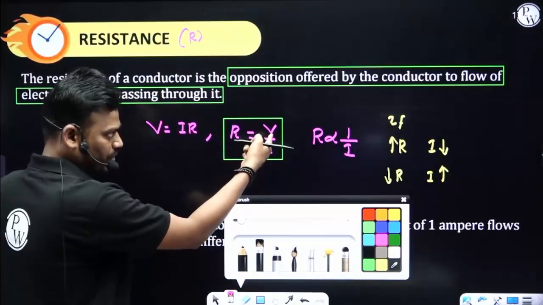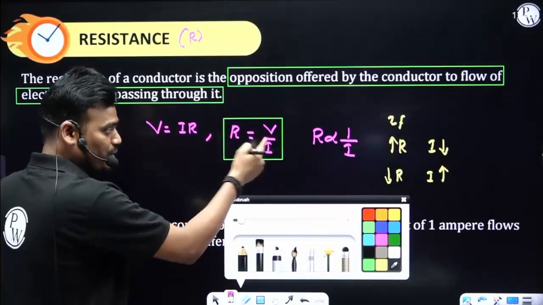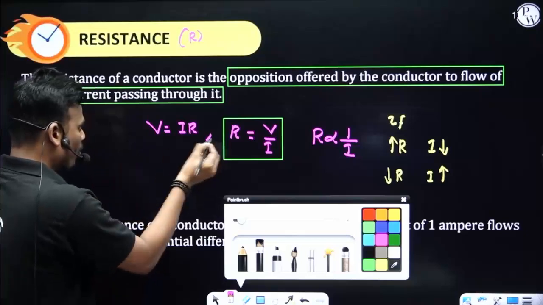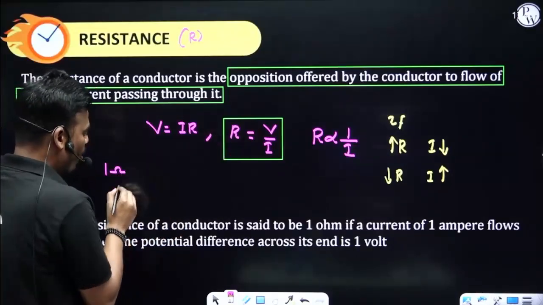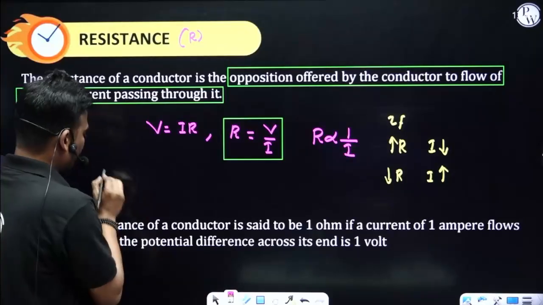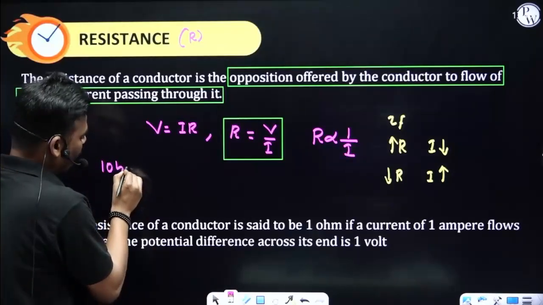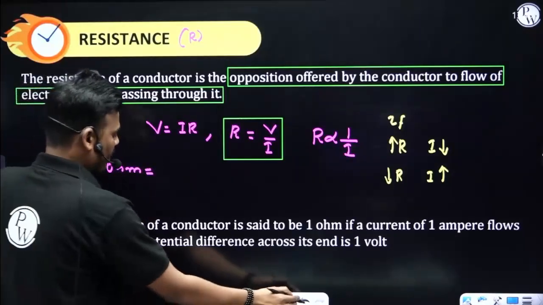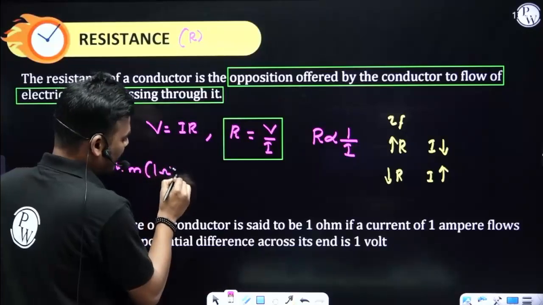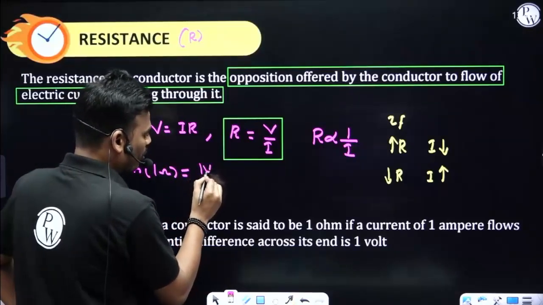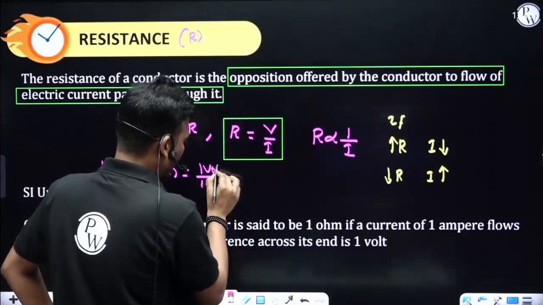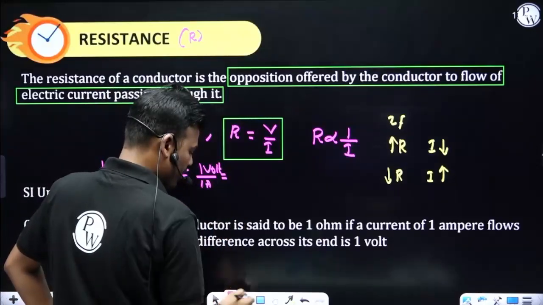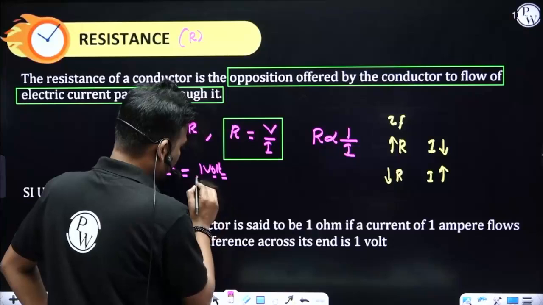And what is the SI unit of resistance of a conductor? The unit of potential difference is the volt, and the unit of current is the ampere. So the unit of resistance is given by ohm. In words, I'll write it as ohm. 1 ohm equals 1 volt divided by 1 ampere.